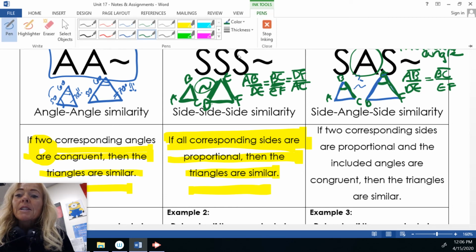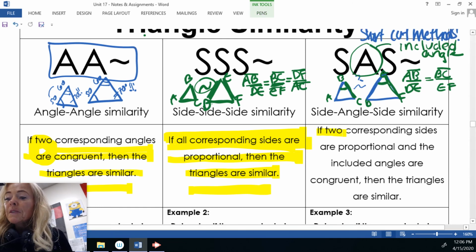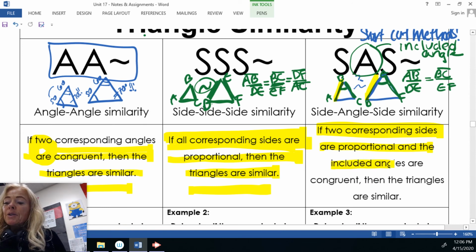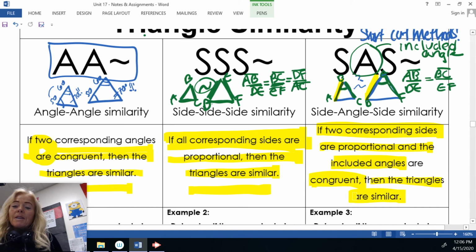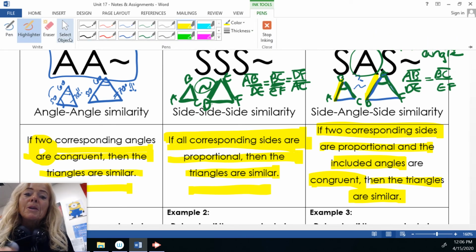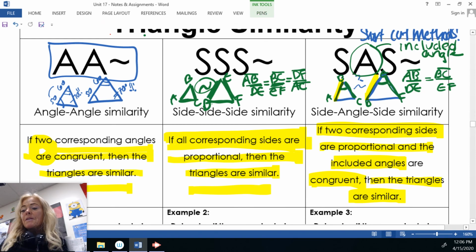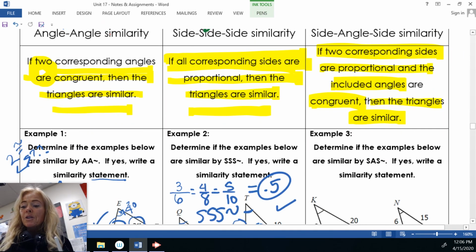What it says is if two corresponding sides are proportional, that means this side is proportional to the other side, and the included angle are congruent between the two triangles, and the triangles are similar. And that's what side angle side similarity says. It's important to note that those three conditions must occur.